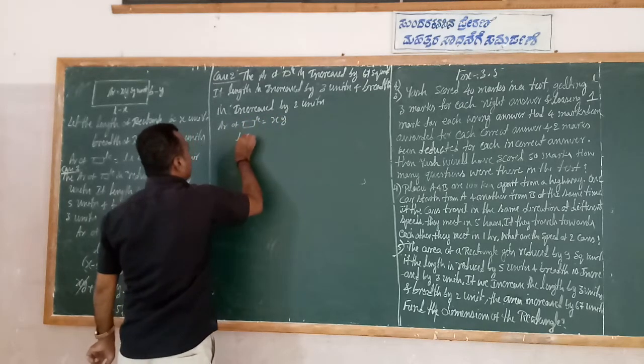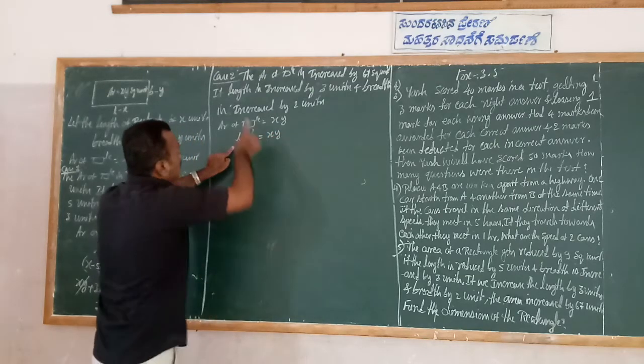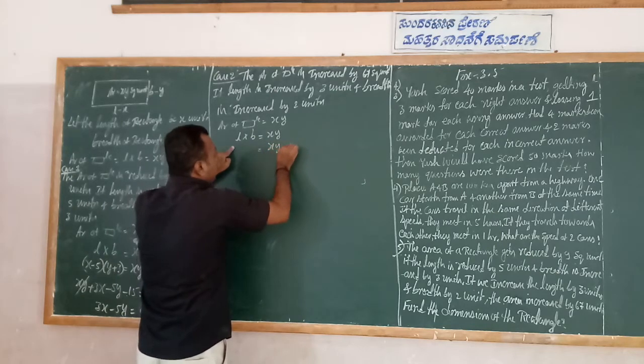Okay, so the area of the rectangle is equal to xy. We know that. Length into breadth is equal to xy. See, the area of the rectangle is increased by 67. Increased means xy plus 67.